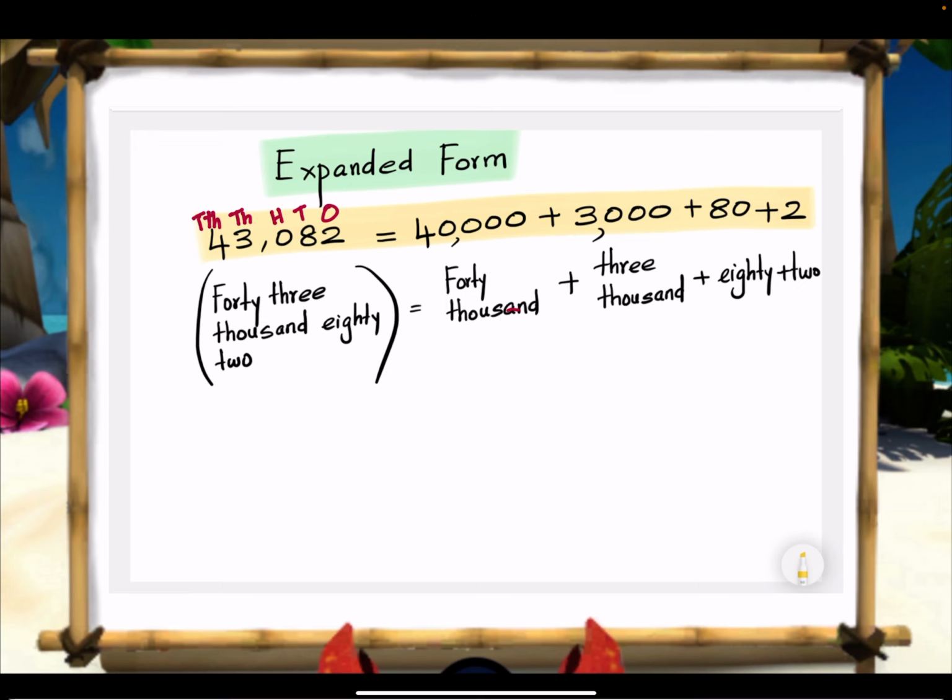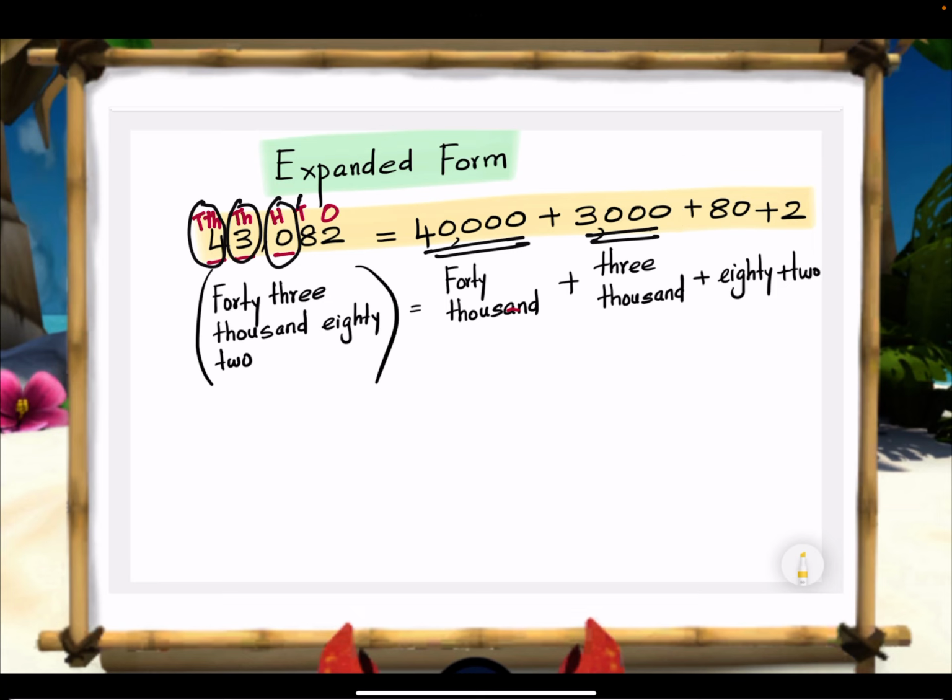So in the place of 1 we have 2, and in the place of tens we have 8, in the place of hundreds we have 0, in the place of thousands we have 3, in the place of 10,000 we have 4 10,000s. Okay, so we know that the value of 4 10,000 is 40,000. The value of 3000 is 3000, and there is no hundreds here, so that is why nothing is shown here.